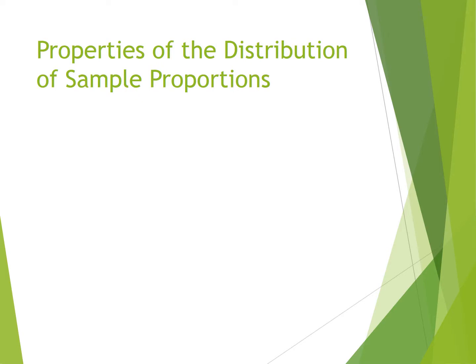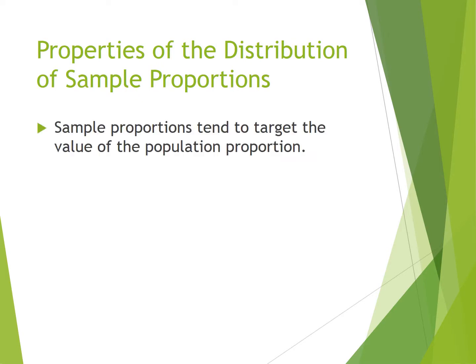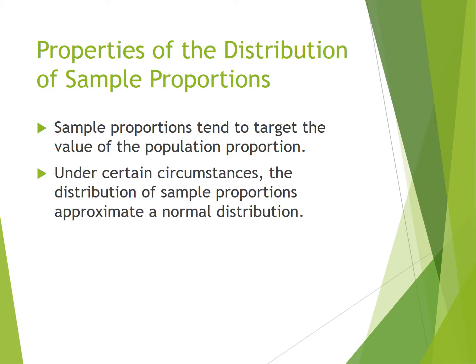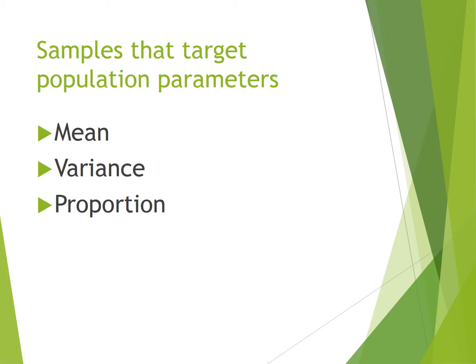So the properties of the distribution of the sample proportions are: sample proportions tend to target the value of the population proportion, and sample proportions sometimes approximate a normal distribution. Sample statistics that target population parameters are the mean, the variance, and the proportion.